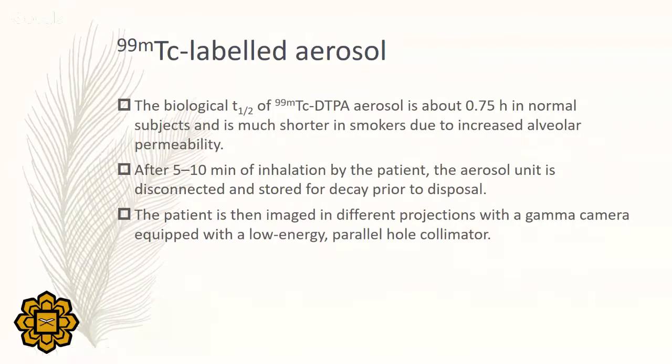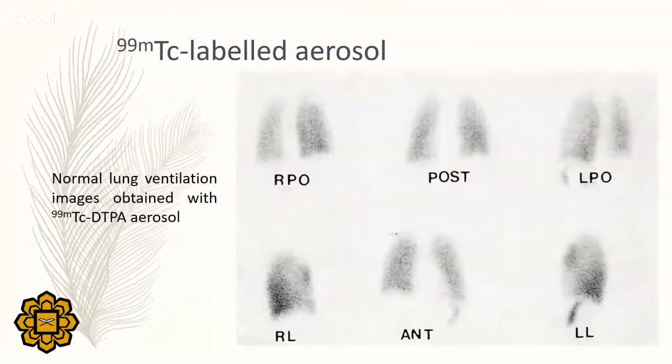The permeability is increased. After 5 to 10 minutes of inhalation by the patient, the aerosol will be disconnected, and because it's disposable, you need to store it first. We use the decay in storage method before we dispose of it. After that, the patient will be imaged in different projections using a gamma camera, with the same low energy collimator. This is the image that you get: in a normal lung, a wide distribution, with larger particles in the center and small particles at the periphery.